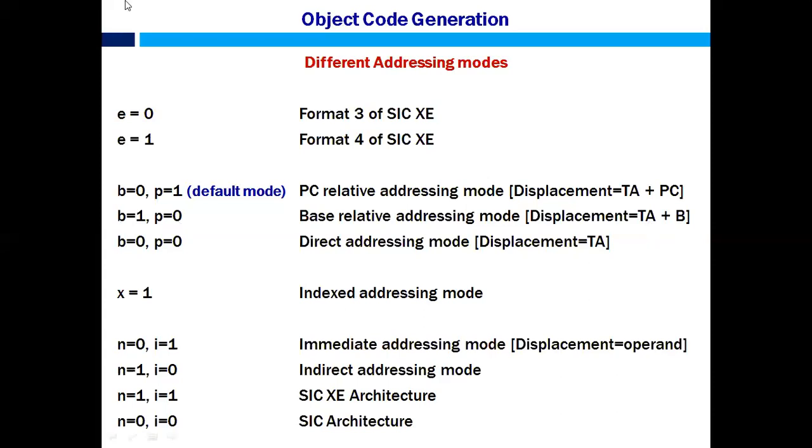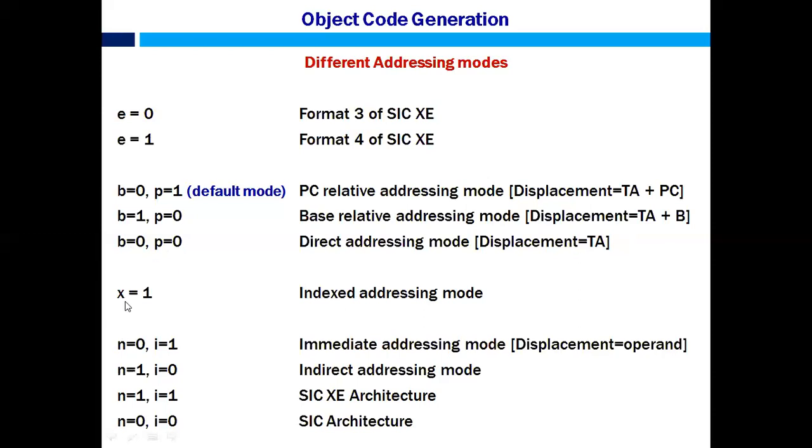And the next combination is both b equal to 0 and p equal to 1. So when both b is equal to 0 and p is equal to 0, then we call it direct addressing mode. So here displacement will be just the target address, because we don't have any base address or program counter address. So displacement will be just t. We are supposed to have one more combination of b equal to 1, p equal to 1, but that is invalid. We cannot have both as 1.